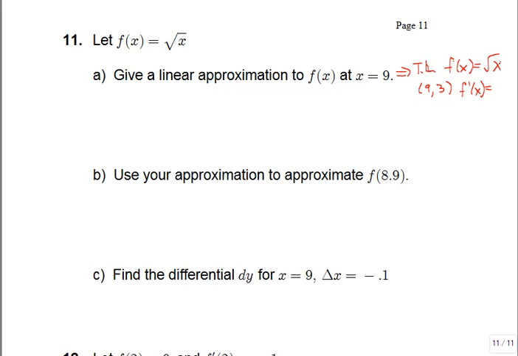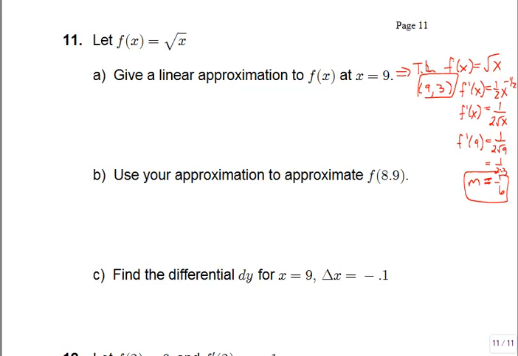Square root of x is like x to the 1/2. So I bring down the 1/2, I subtract 1 from the power, and rewriting this, this is 1 over 2 square root of x. We want the derivative at this particular point. So let's plug in 9. So that's 1 over 2 square root of 9, which is 1 over 2 times 3, or 1/6. So now we know our m, and we know our point.